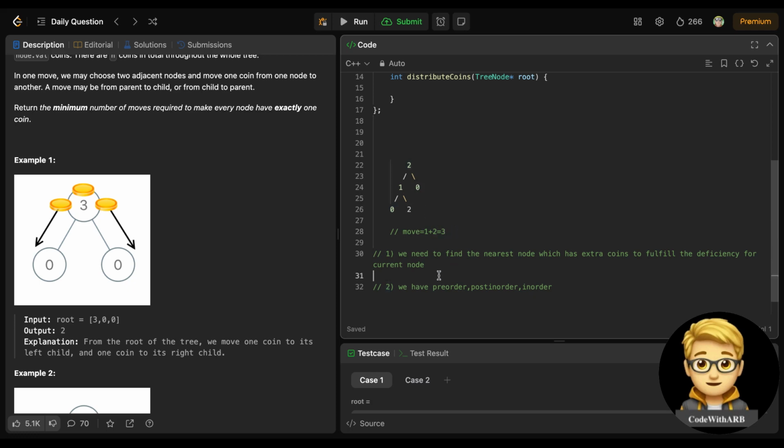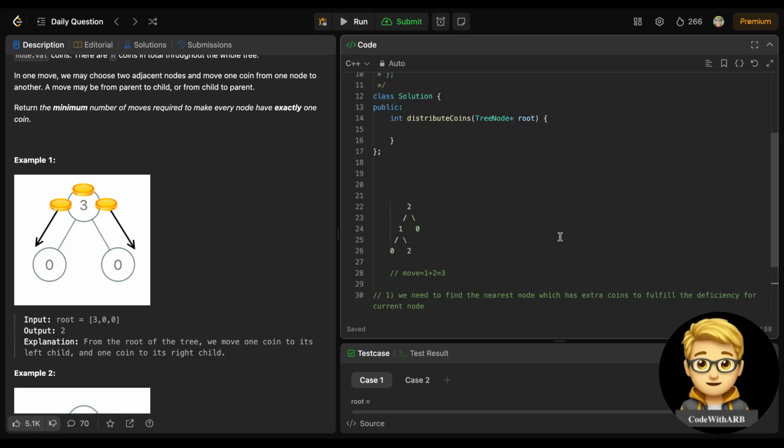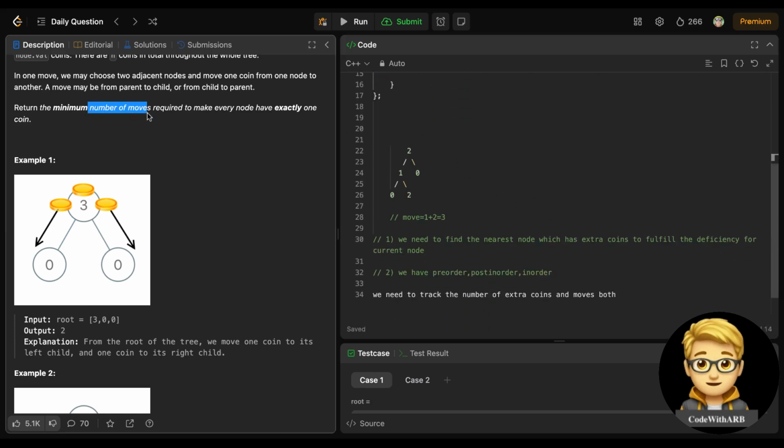So one thing is clear: we need to track the number of extra coins and moves both, because ultimately we need to return the number of moves, and the number of moves will depend on the extra coins we move. So we need to track both simultaneously. It's a parent's duty to make the distribution equal, right?